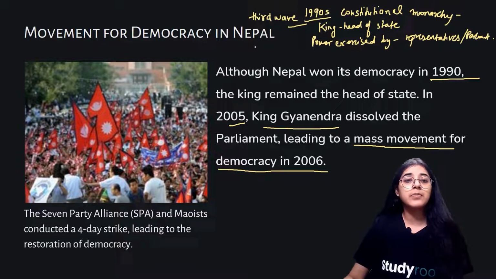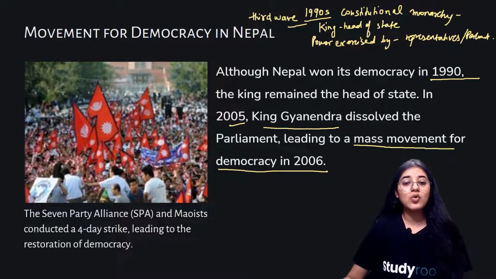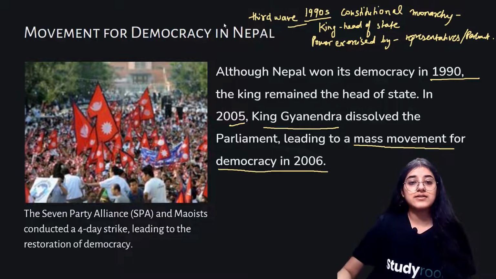King Gyanendra was not really prepared to accept a democratic form of government, and he was very critical about it. So that's why King Gyanendra dissolved the parliament in 2005, and this led to the mass movement for democracy in 2006. The movement of April 2006 was aimed at regaining popular control over the government from the king. Basically, this was for democracy.